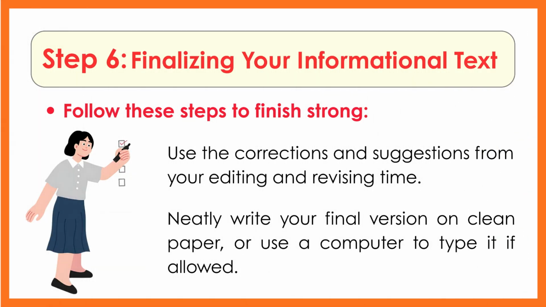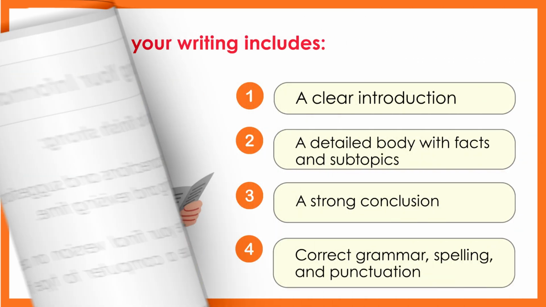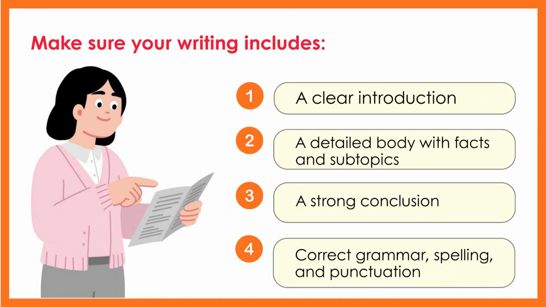Step 6. Finalizing your informational text. Follow these steps to finish strong. Use the corrections and suggestions from your editing and revising time. Neatly write your final version on clean paper, or use a computer to type it if allowed. Make sure your writing includes 1. A clear introduction. 2. A detailed body with facts and subtopics. 3. A strong conclusion. 4. Correct grammar, spelling, and punctuation.